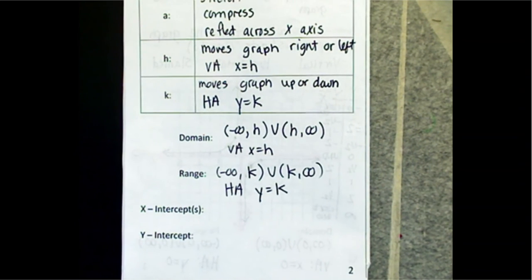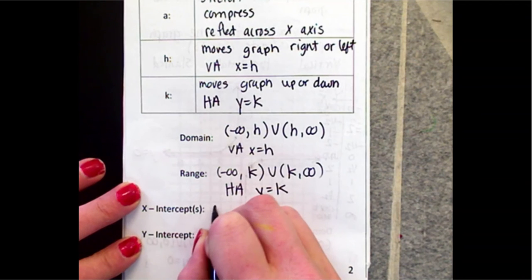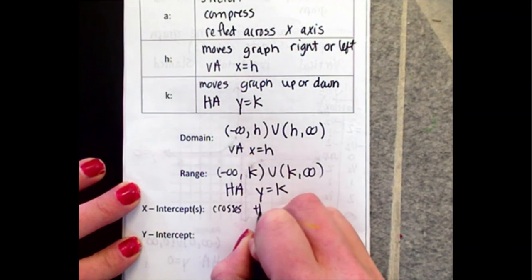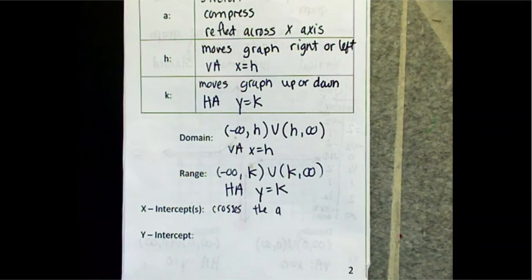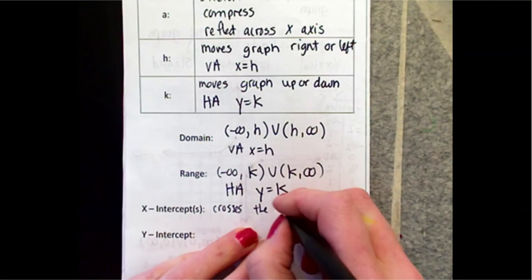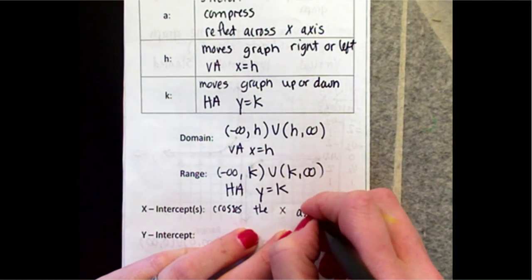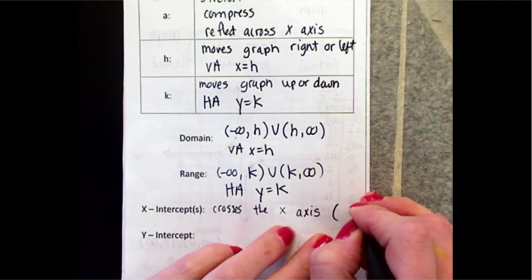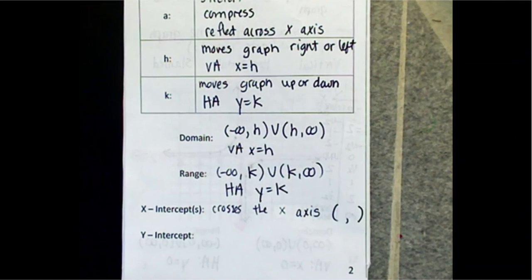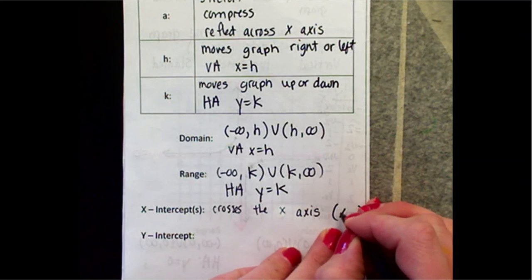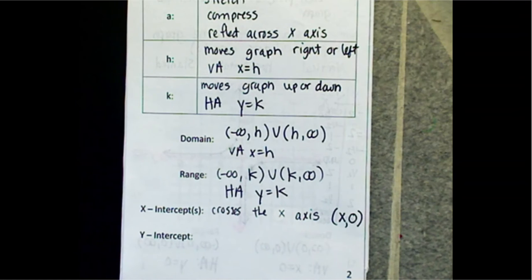All right, we're so close to putting it all together. Oh, well, that's only on the parent. Okay, so we're going to describe it. Crosses the x-axis. Now I'm going to write the coordinate down. An x-intercept is an actual point on the graph. So I'm going to write it as a point. That would be the coordinates, x, comma, 0.